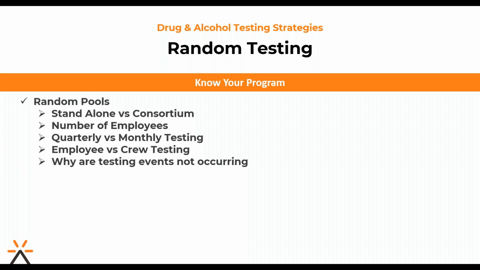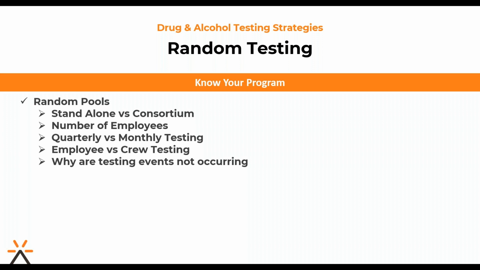Other things to look at is quarterly versus monthly testing. If you have 12 employees and you're testing quarterly, it doesn't take a rocket scientist to figure out that's 1 test a quarter, right? I would strongly encourage looking at how your testing is getting done. You have to understand, our employees are smarter than we give them credit for. Make sure you have the numbers to do the testing.